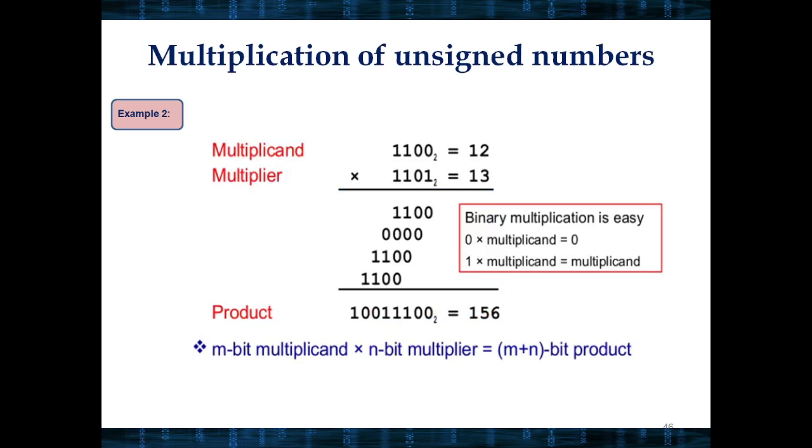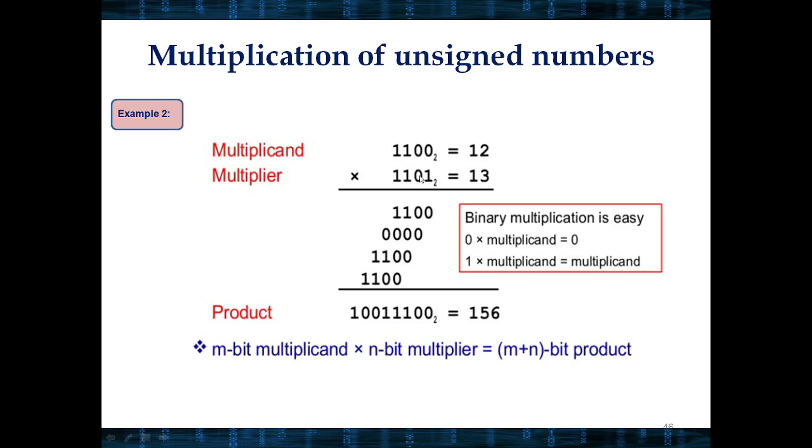Next we'll see one more example, that is 12 into 13. Same procedure. The multiplicand is 12, the multiplier is 13. So we need to perform M into Q. This is the binary format of these numbers. Here Q0 is 1, so we write the same multiplicand. We got the partial product as 1100.